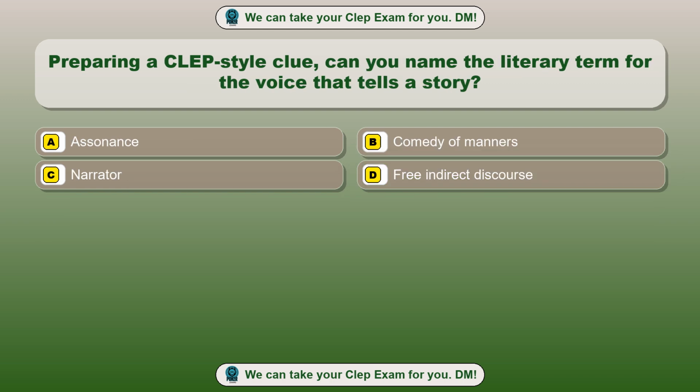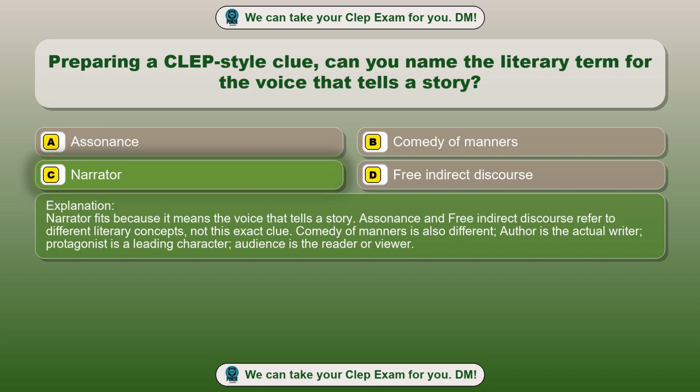Question 27. Preparing a CLEP style clue, can you name the literary term for the voice that tells a story? Option A, assonance. Option B, comedy of manners. Option C, narrator. Option D, free indirect discourse. The correct answer is option C, narrator.